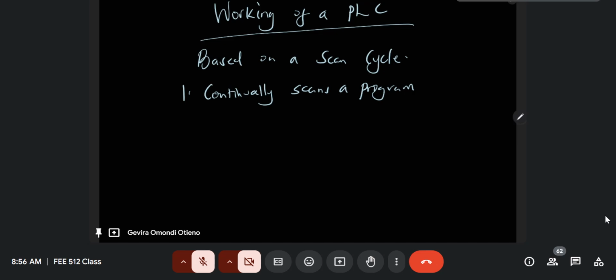And remember, this scanning is very fast. Because it's a cycle, it goes round and round, and the first scan happens in milliseconds. It's very fast. But it is sequential. As much as it is a cycle, there is a sequence. It is sequential and repetitive.